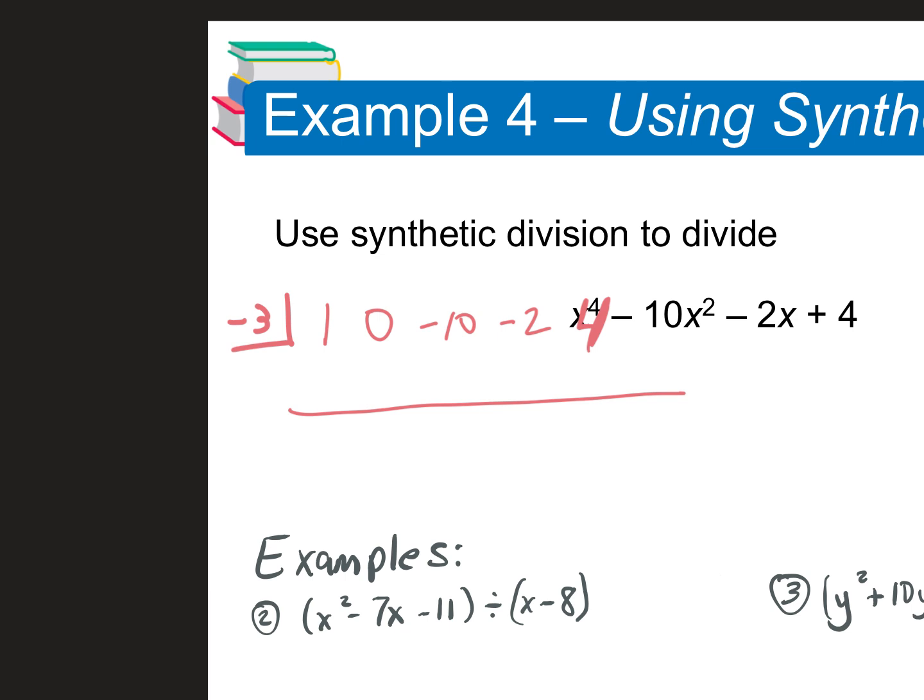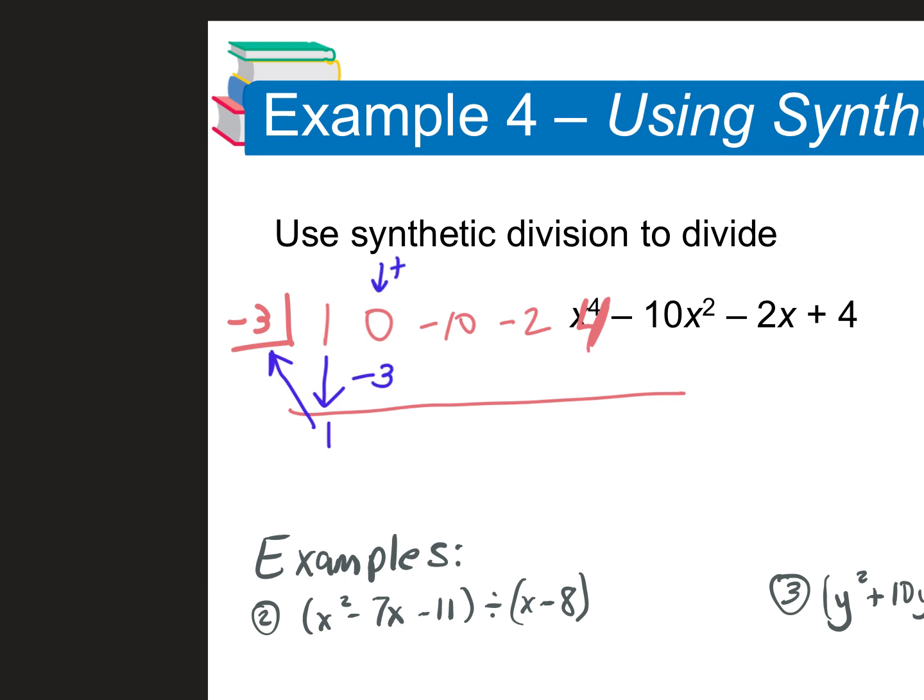And now we're going to start synthetic division. How do we synthetically divide? The first thing you do is bring down the first term. Always bring down the first term. You're going to multiply to the corner and add down. So I'm going to multiply. 1 times -3 is, I put it right here, -3, and then you're going to add down.